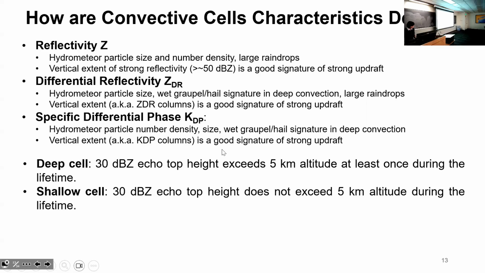And then here, I classified collected convective cells into deep convective cells and shallow convective cells based on the reflectivity echo top height. A deep convective cell has a 30 dBZ echo top height exceeding 5 km altitude during its lifetime. Shallow convection didn't exceed 5 km altitude, meaning mostly warm rain process, but deep convection includes ice phase process too. So in this study, I'd like to present the characteristics only for deep convective cells.